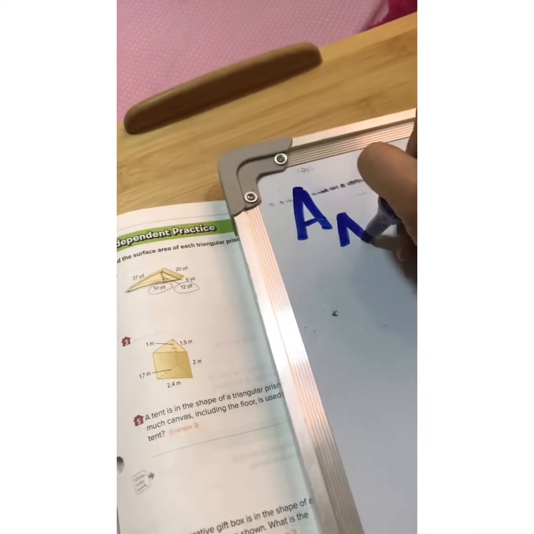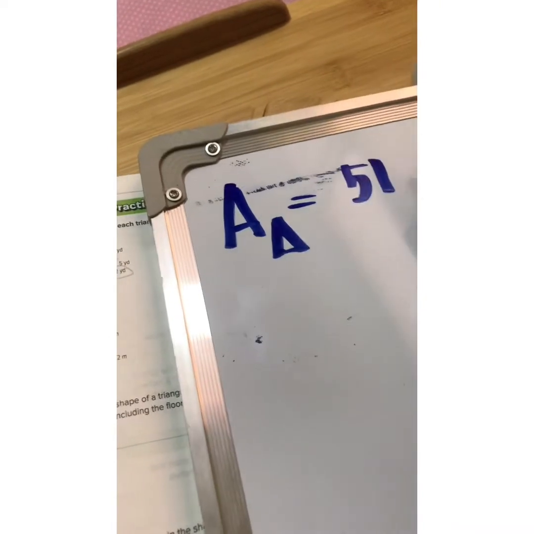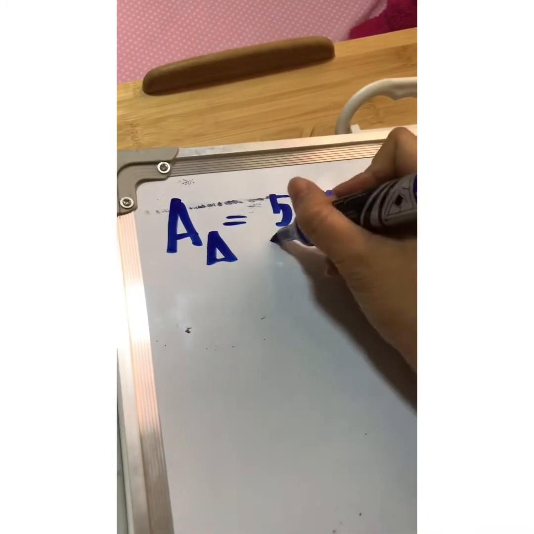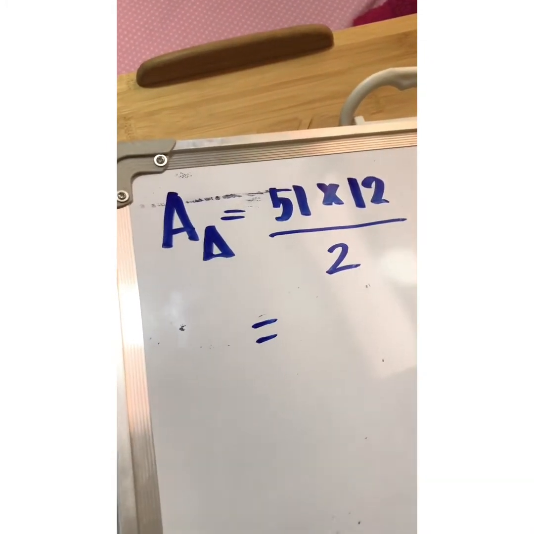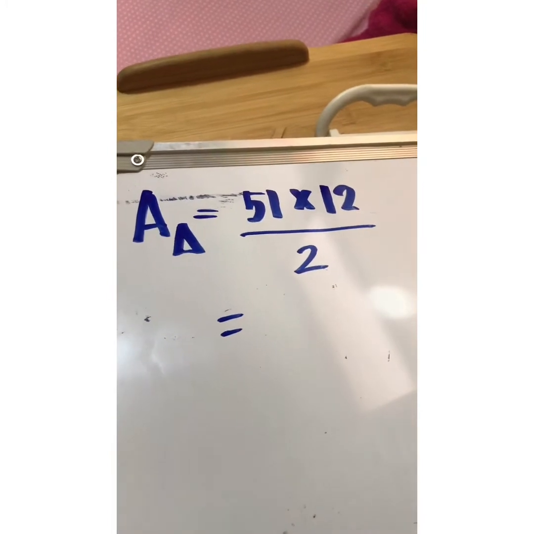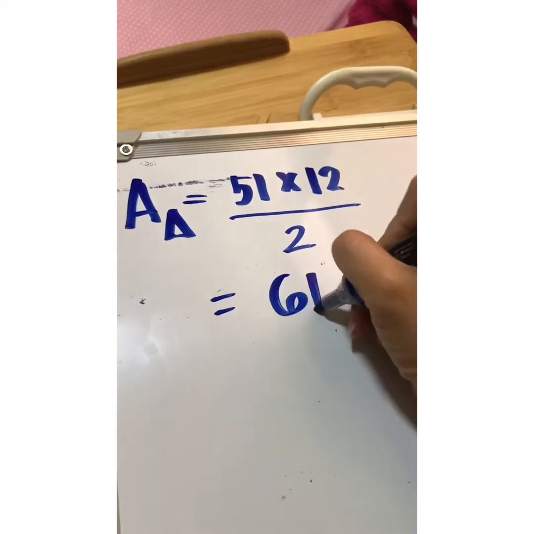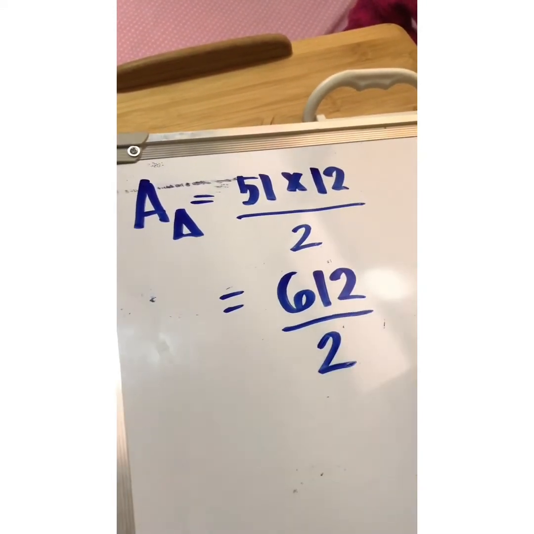So what again is the formula in getting the area of our triangle? Base times height divided by 2. That's for triangle, because we're solving for the area. So we'll use the same formula that we have discussed before. Area of triangle, we got 51 multiplied by 12, then divide by 2. So first multiply 51 and 12. We got 612. Then you'll divide it by 2.